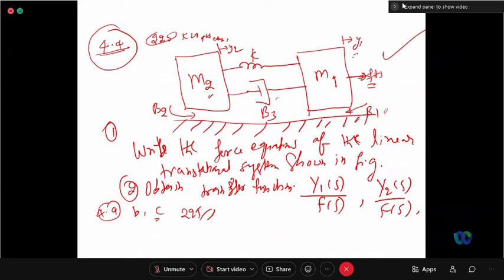Correct. So it is problem 4.4, page number 225. So now you obtain the transfer function of this particular body. I think we still have 4 minutes of time. Shall we solve this or you can do it on your own? What do you say?